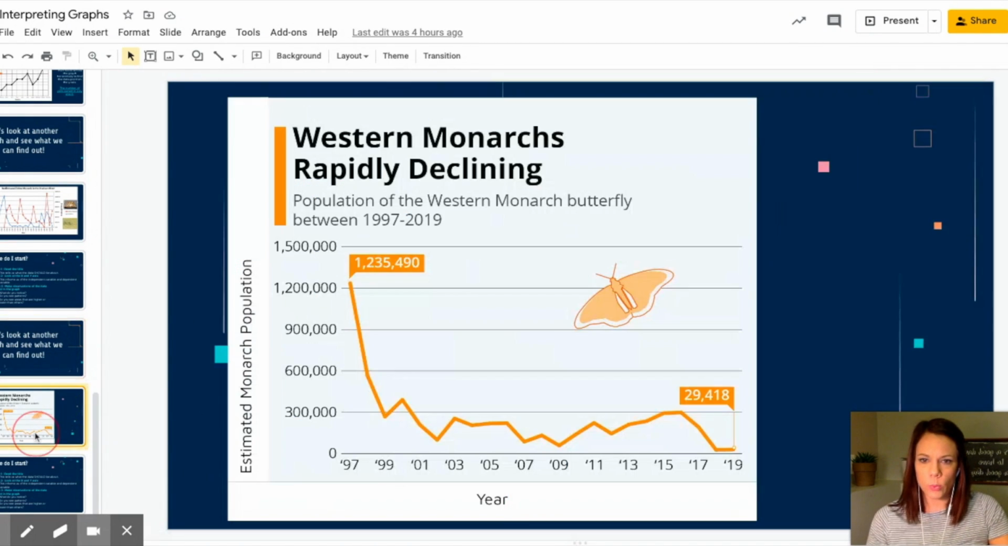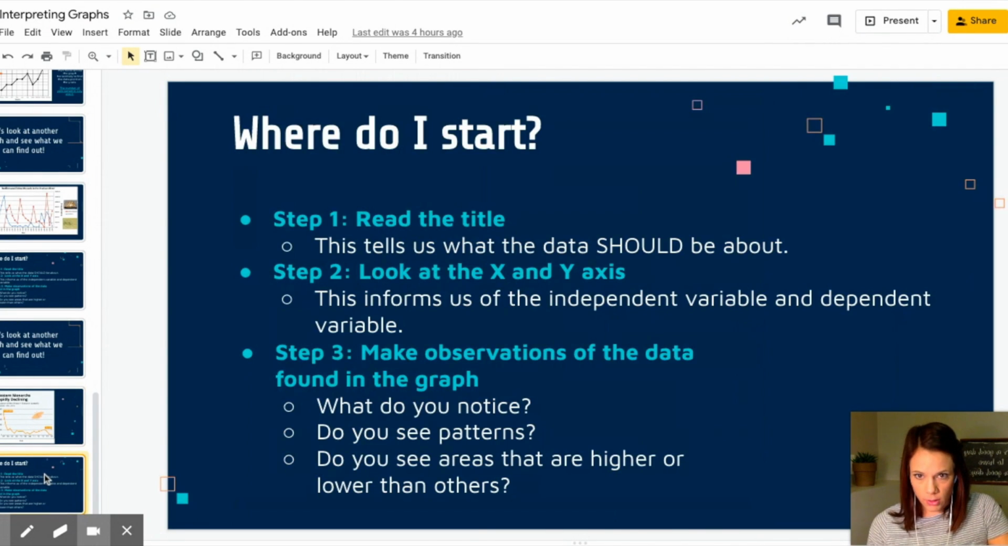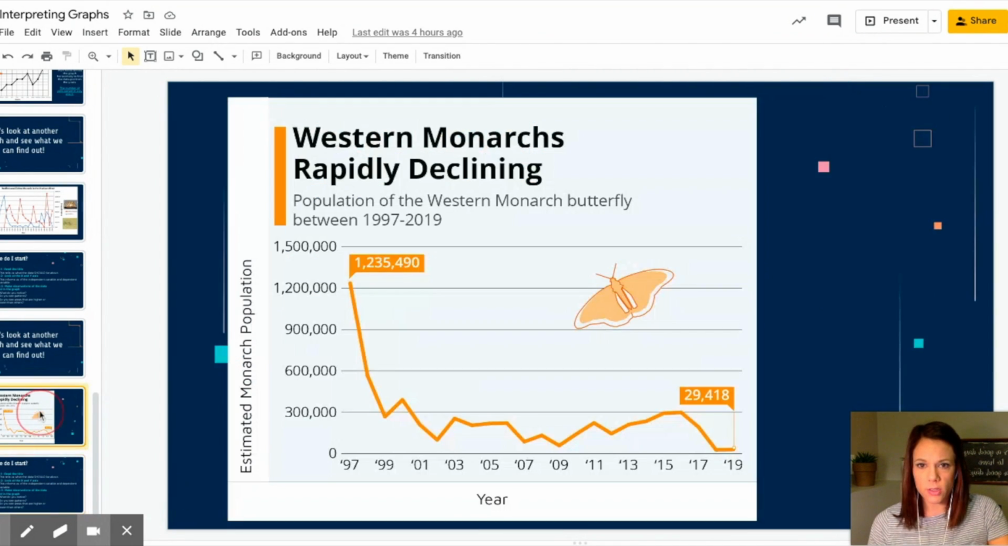Last graph. So we are looking here at monarchs. So we're looking at butterflies. Again, I want to do this: read the title, axes, make some observations. So it says, Western monarchs are rapidly declining. This is showing us the population of the Western monarch butterfly between 1997 and 2019. So we're looking at monarch population, so how many monarchs are around in a certain time period, which again is why it's a line graph.